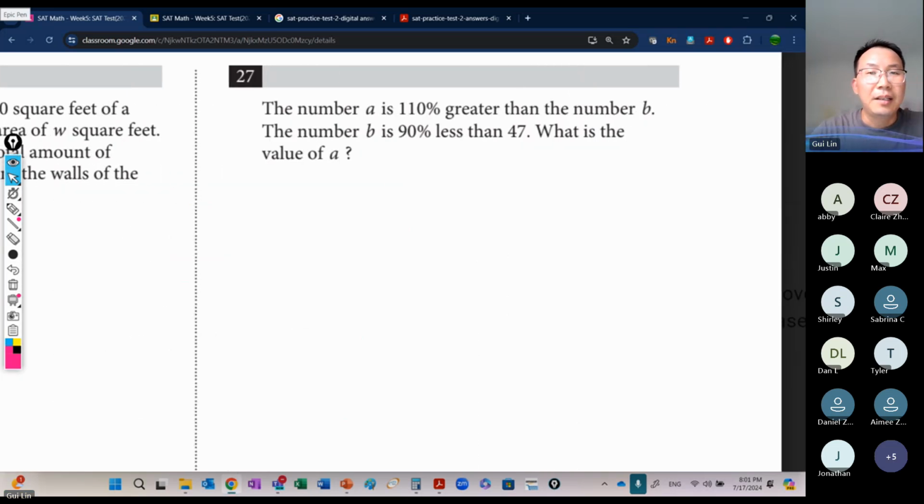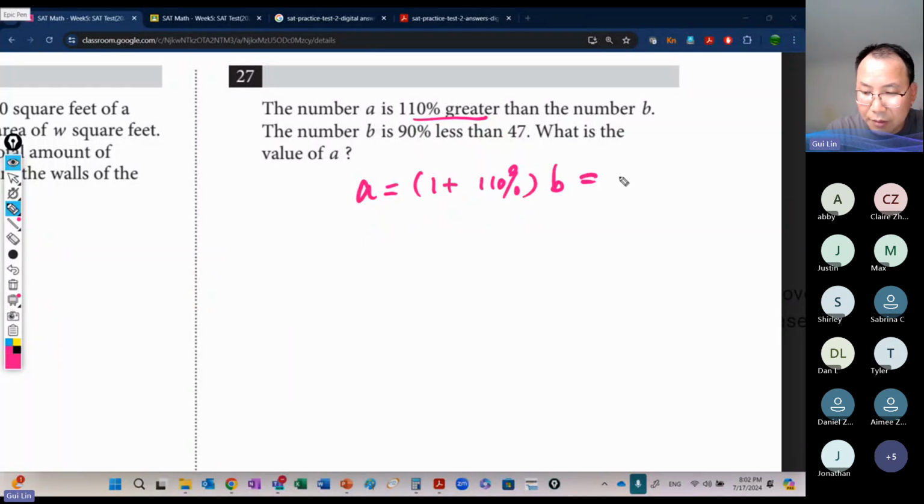27. The number A is 110% greater than the number B. So we can build the equation. A equals, greater is not 100% of the B, right? Greater, so it means we need to do it like this. It means A equals 2.1B, right?